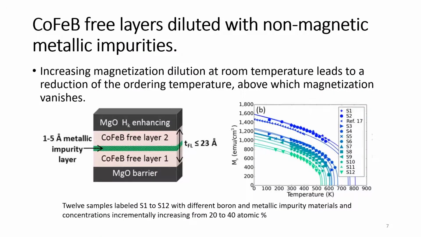In this paper, they designed a device which is shown in the figure on the right side. As we can see in this figure, they put the metallic impurity layer in the middle of the CoFeB free layer. From this device, they increase the magnetization dilution, which leads to a reduction of the ordering temperature, as we can see in the figure on the left-hand side. In figure B, we can see that S1 to S12 are different metallic impurity materials with increasing concentrations from 20 to 40%. So in this figure, we can see that when the concentration increased, the saturation magnetization decreased.